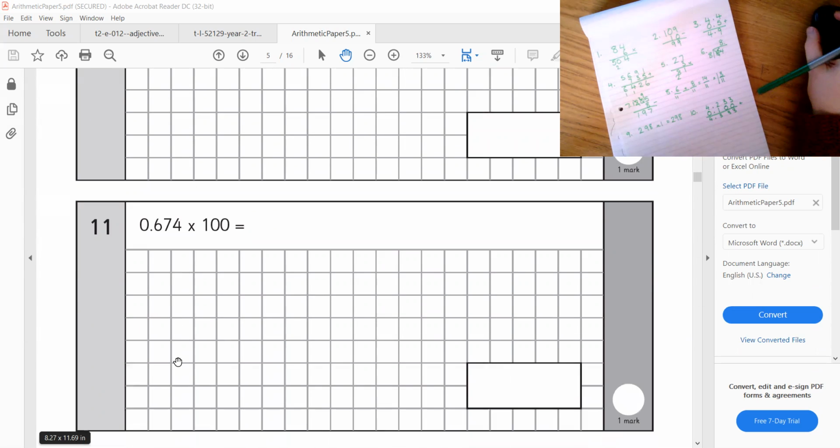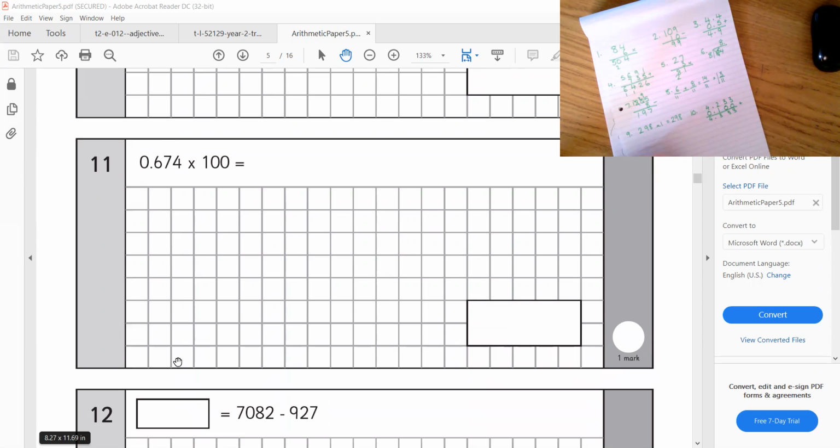4.333 is what you should have ended up with. Now we're timesing by 100. Now the amount of times we've gone over timesing by 10, 100 and 1,000, hopefully nobody did this. If you did this, you're going to find it really difficult.